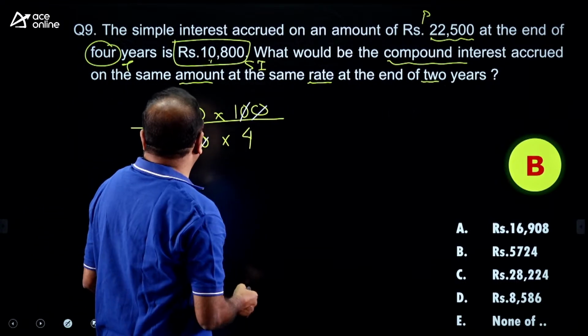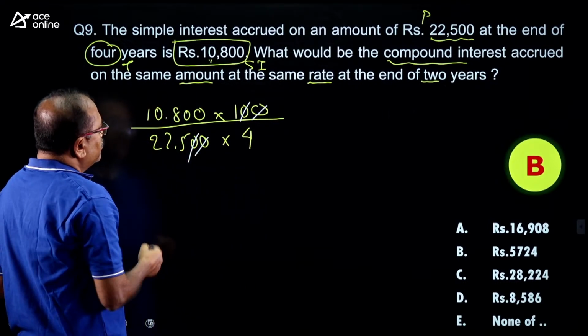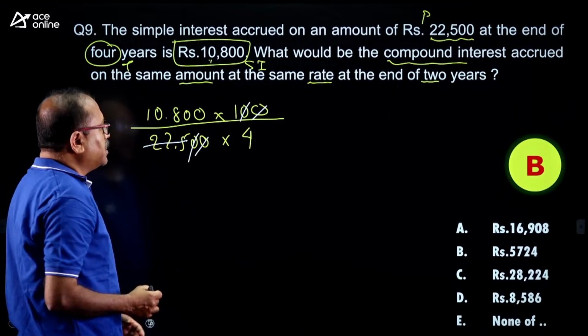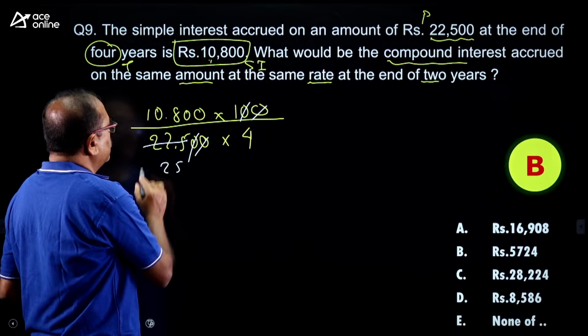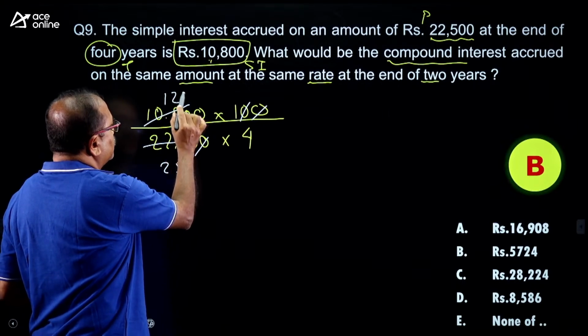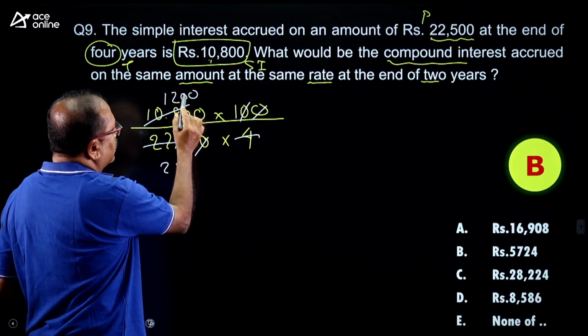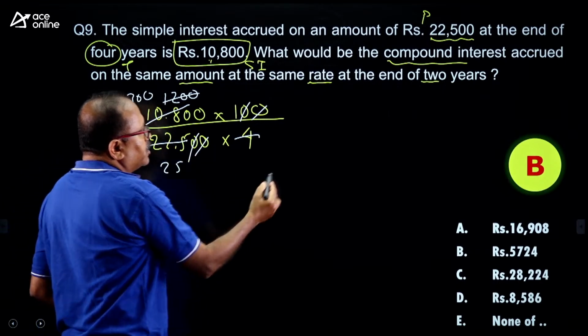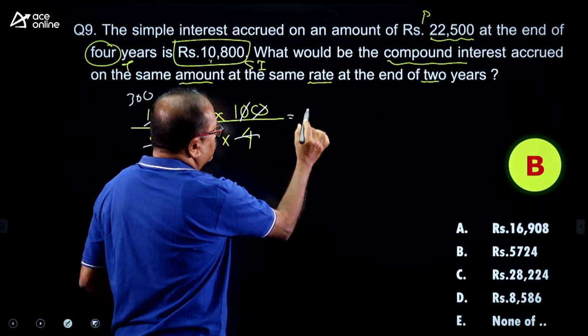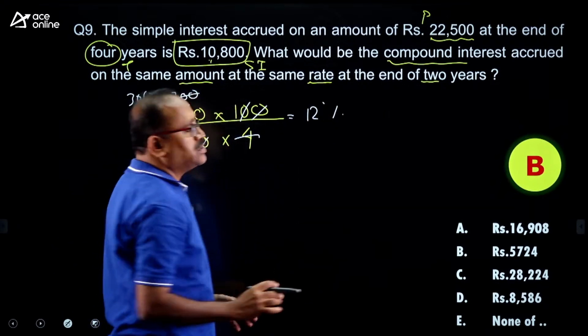The 0, 0 gets cancelled over here. Okay, fine. Will this get cancelled by 9? Yes, with 25 times 9. And here this is 1200. It gets cancelled over here with 4. 300 times, and 300 with 25, 12. So you got the rate of interest is 12%.